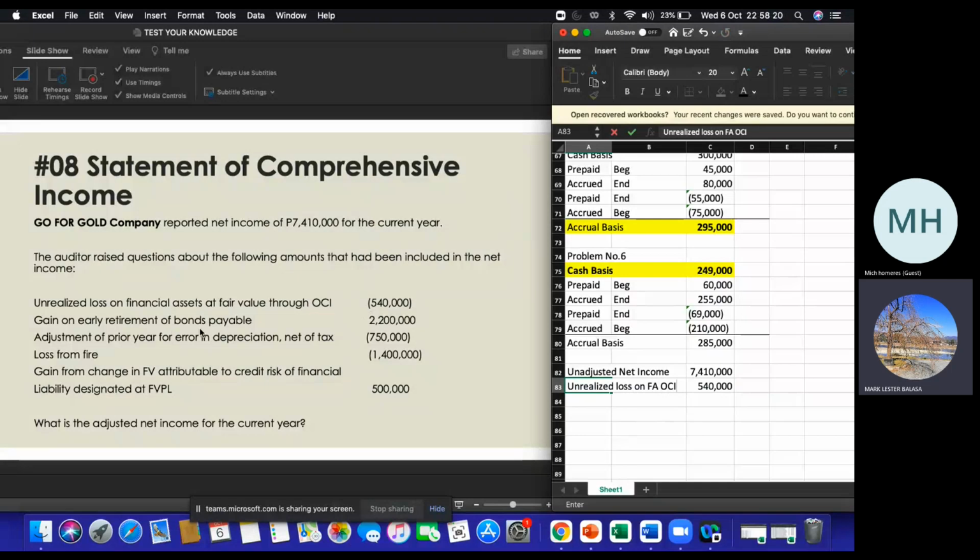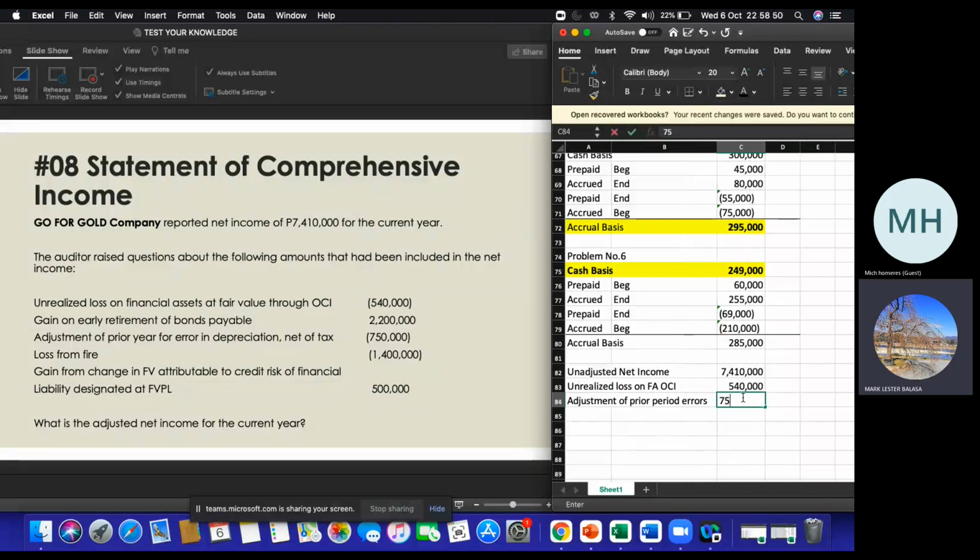Ito, gain on early retirements of bonds payable, kasama sa net income. Okay? So, ignore. Adjustment of prior year for error in depreciation net of tax, o anong nangyari? Di ba retained earnings yan? Dapat hindi mo sana binawas yan. So, adjustment of prior period errors. Okay? So, ang gagawin natin, i-add back natin yan kasi binawas niya eh. O, i-add back natin, 750.